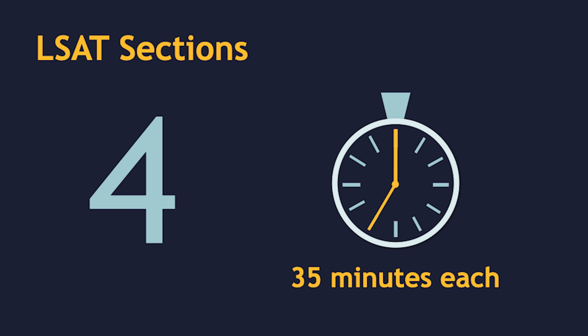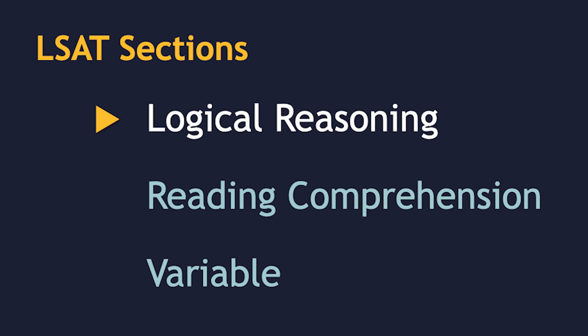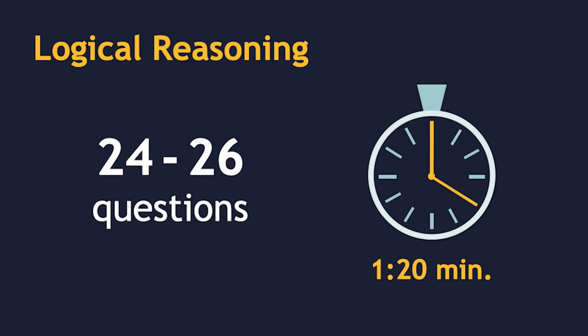The LSAT consists of 4 35-minute sections: 2 sections of logical reasoning, 1 section of reading comprehension, and 1 variable section that is unscored, which could be either logical reasoning or reading comprehension. The logical reasoning sections test your ability to analyze and evaluate arguments. You'll encounter about 24 to 26 questions per section, so a max of 1 minute and 20 seconds per question. It's best to aim for 1 minute per question, though, so you have enough time left over to return to very difficult or lengthy questions, and also to check your work.